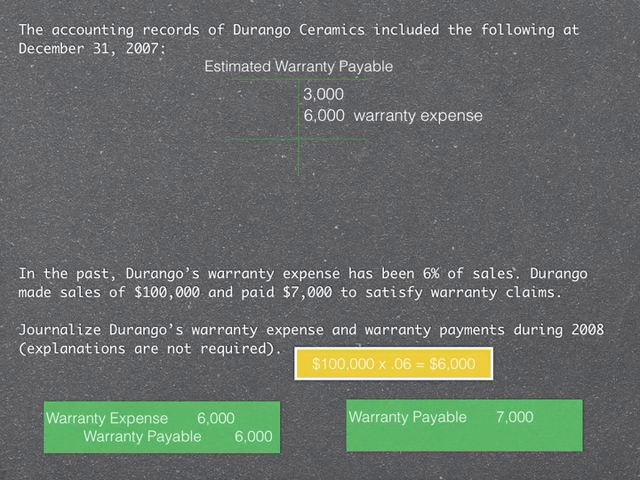Then it says that we paid $7,000 to satisfy warranty claims. So we're going to take that out of the liability account. So we're going to debit warranty payables for $7,000 and we will credit cash for $7,000. Then of course we need to post that to our T account. So that will be a debit to estimated warranty payable. So our credits are $9,000, our debits are $7,000. So we end up with an ending balance of $2,000.